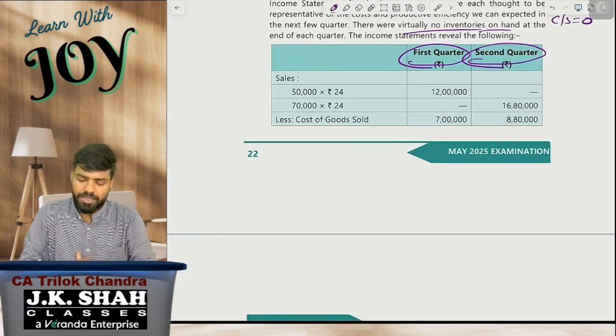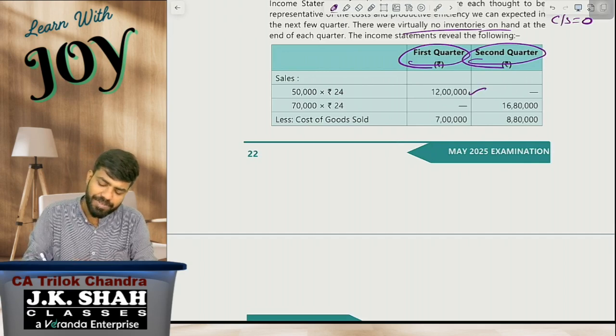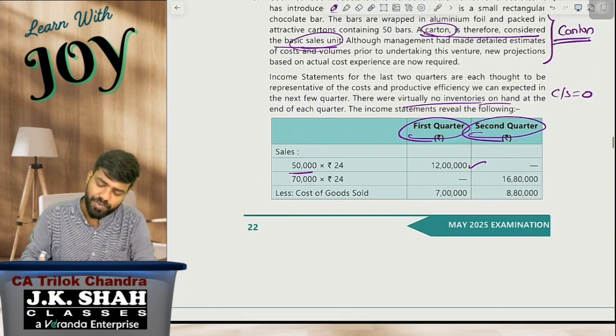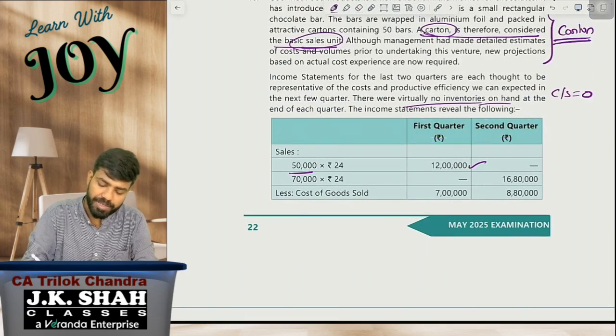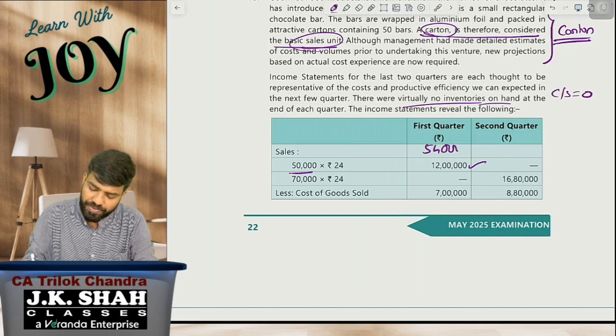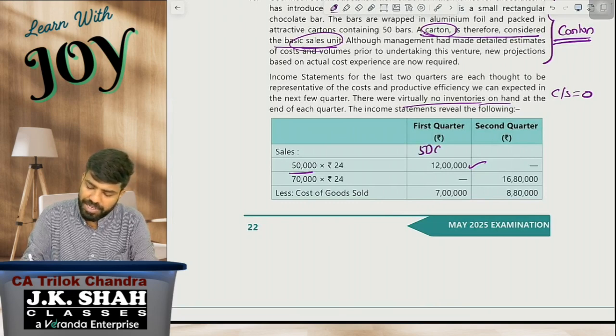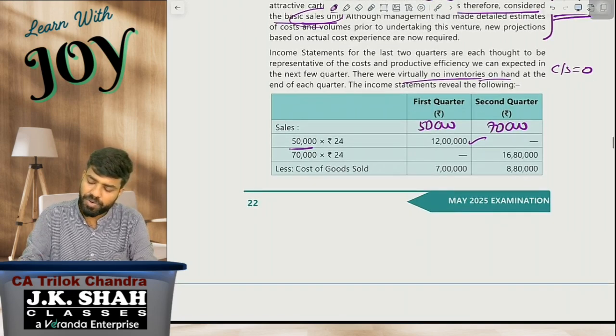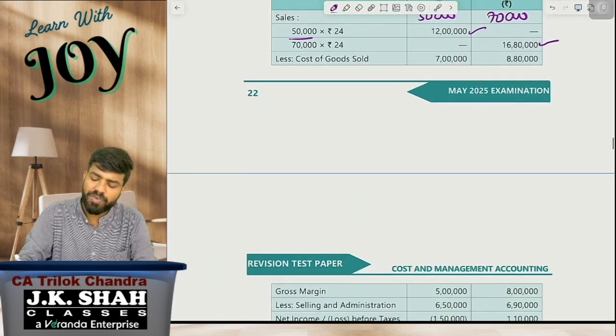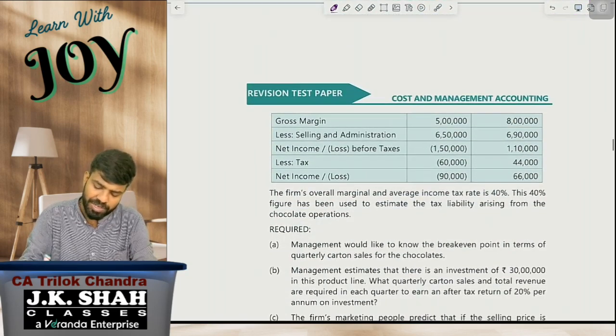Okay, now look at here. Sales of the first quarter is 12 lakhs, that is 50,000 units into 24. First quarter they are selling 50,000. Second quarter they are selling 70,000 at the rate of 24. They have given the values. Cost of goods sold 7 lakh, 8 lakh 80,000. Gross margin, selling and administration 6 lakh 50,000, 6 lakh 90,000. Net income after tax is 90,000, 66,000.